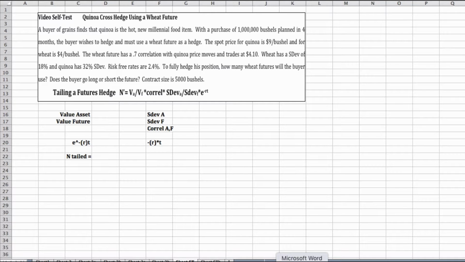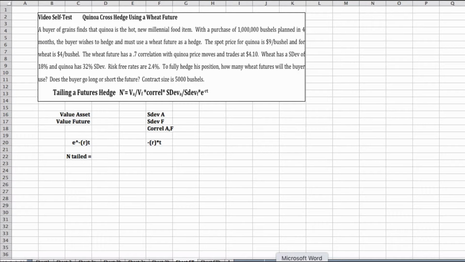This is a grain cross hedge using the wheat future. And cross hedges involve correlation risk and all sorts of basis risk. So the asset that we're hedging is quinoa. If you don't know what it is, don't worry about it.